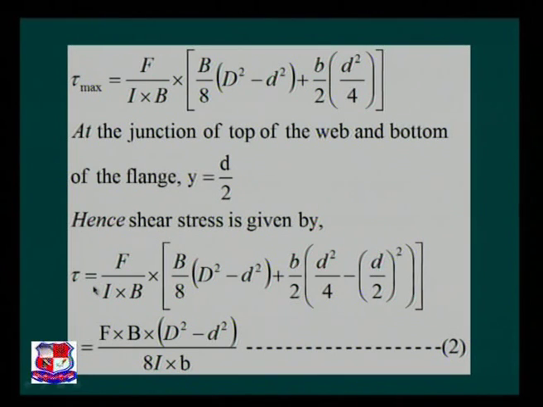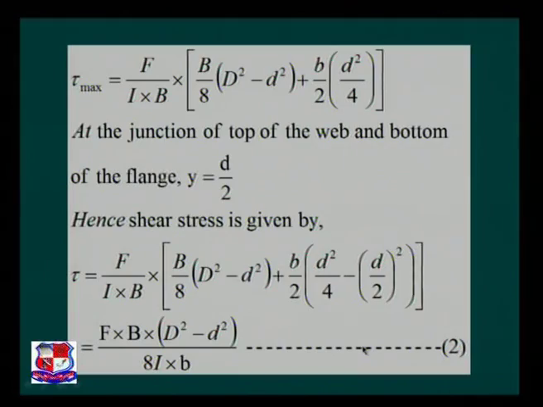So, we got tau is equal to F divided by I small b, bracket capital B by 8, bracket capital D square minus small d square, plus small b by 2, bracket d square by 4 minus d square by 4. So, this term will be abolished because this is 0. Hence, we got an equation tau is equal to F multiplied by capital B, bracket D square minus d square, by 8I small b. This is equation number 2.